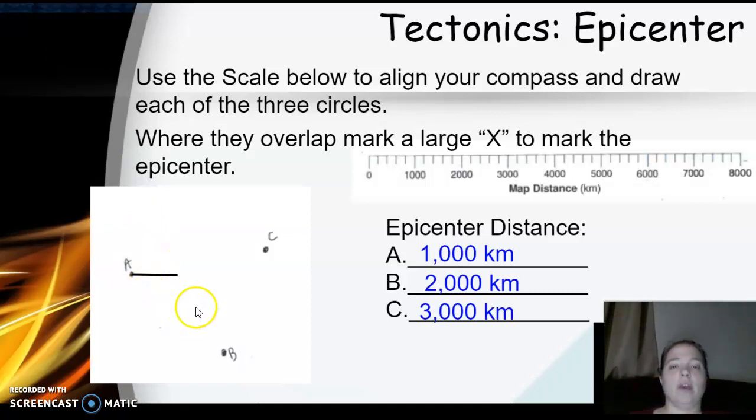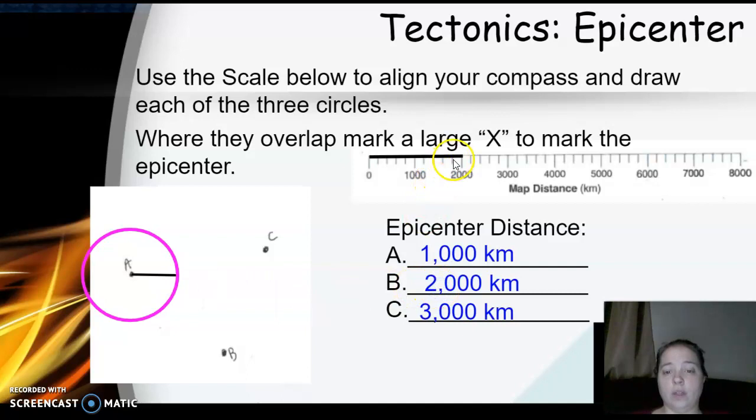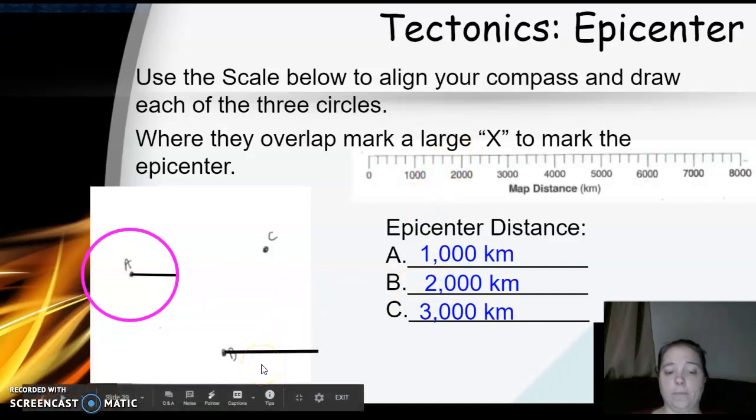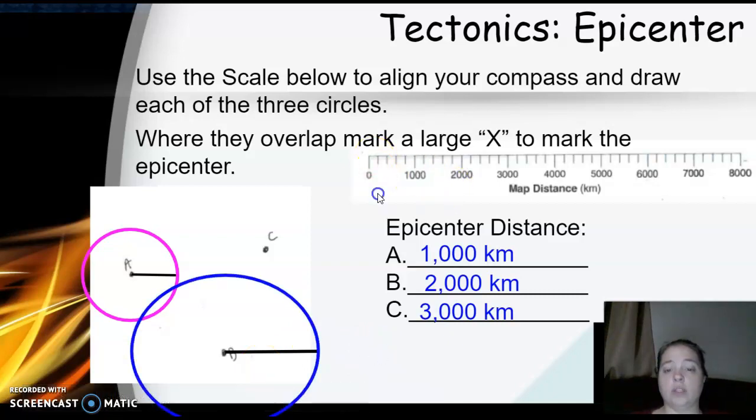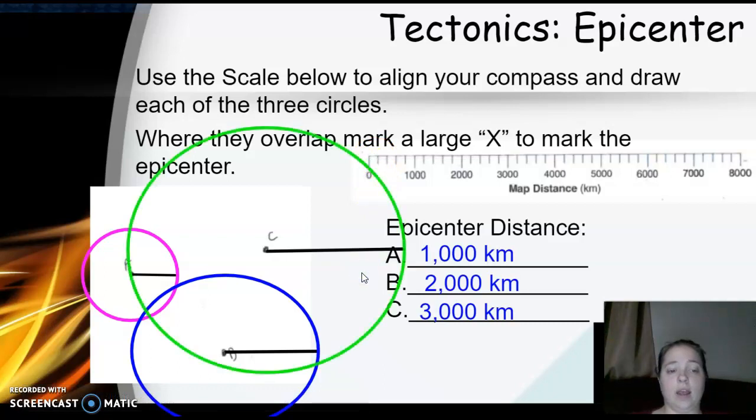So ideally you would have a compass, and the compass would be like the protractor type compass that you would use in math to make a circle. So that's what you're going to do. You're going to make a circle at that distance. So I'm going to do the same thing for 2,000. So I get my line at 2,000 and I bring it down to B. And then I'm going to draw my circle. And then I'm going to do the same thing for 3,000. I'm going to take it to C, and I'm going to do that.